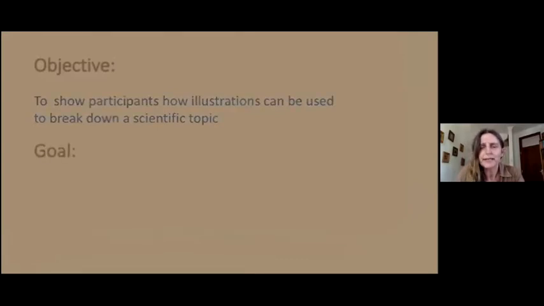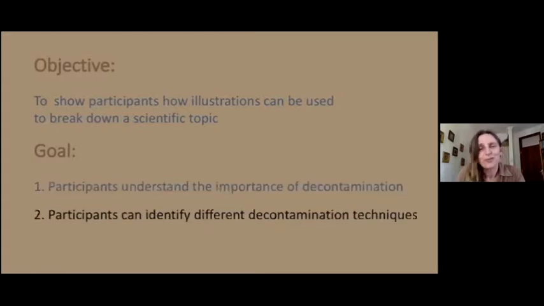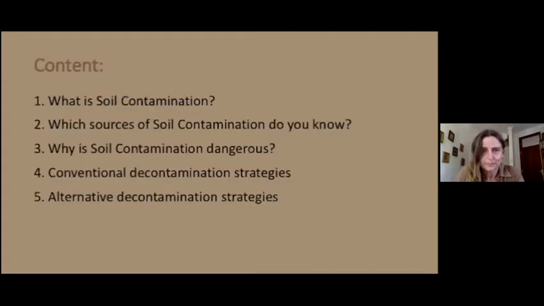My goal for today is that at the end of this presentation, you will have understood why the topic of decontamination is important to us, and that you will hopefully be able to identify some of the major techniques used to decontaminate soil. To do that, I will, as I said, use a PowerPoint presentation with illustrations, especially when we're looking at alternative decontamination strategies, but we will also tackle one or two questions regarding contamination.